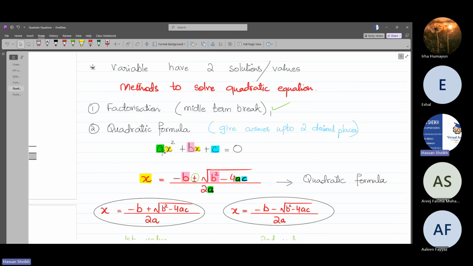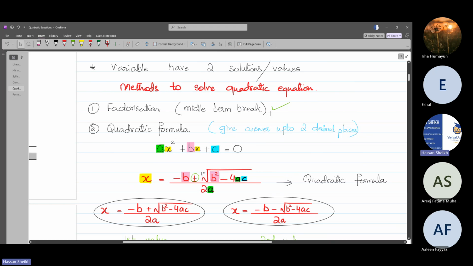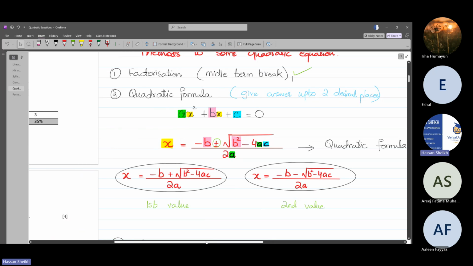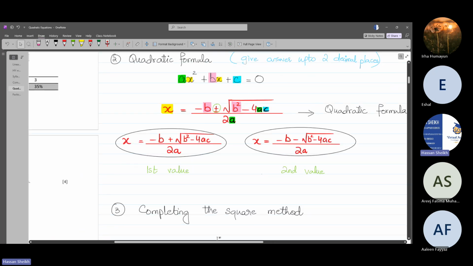The formula is to find the values of x. The formula is x equals minus b plus minus root of b squared minus 4ac over 2a. And in that way, you'll get the two answers. And I'll let you know the calculator hack to get the correct answer without any mistake or error while dealing with this equation in the calculator.